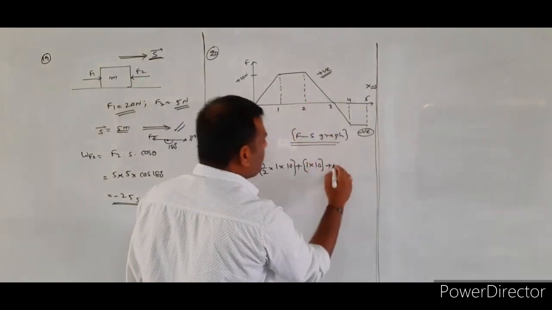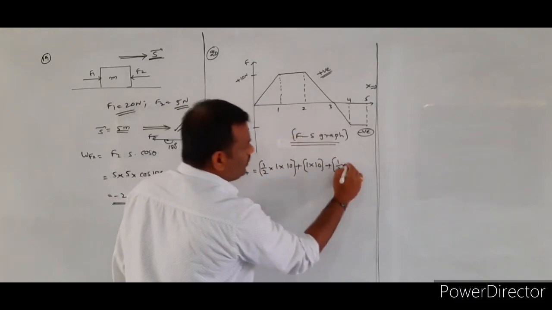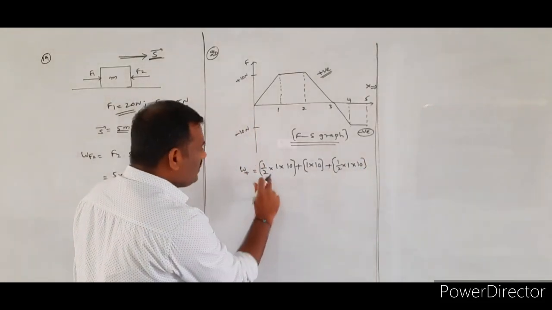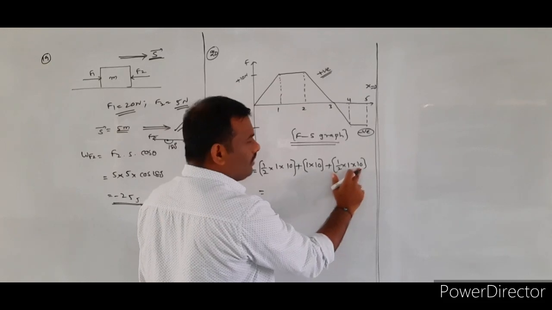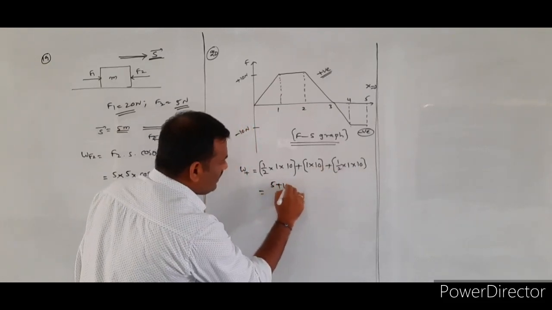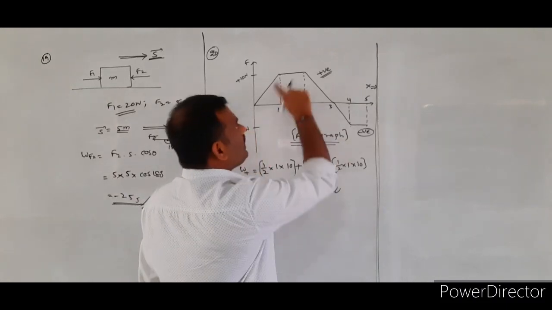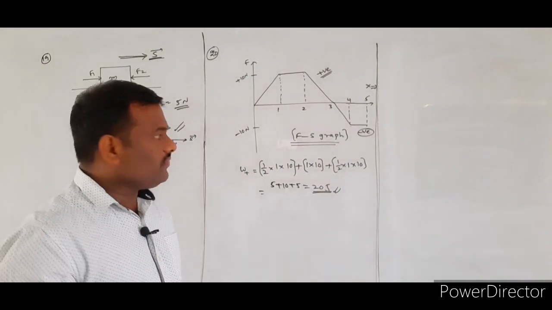Next, the third portion is again a triangle. Base value 1, height value 10. So this is 1 by 2 into 10, which is 5. The first triangle value is also 5. So 5 plus 10 plus 5. The work done above the x-axis is equal to plus 20 joules.